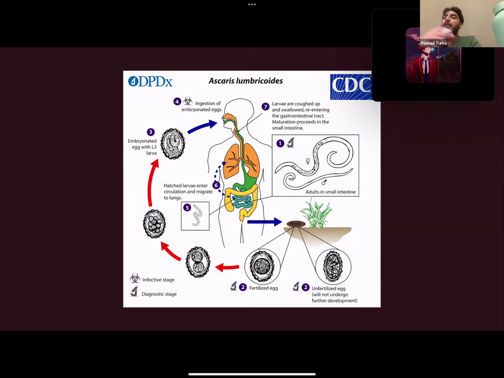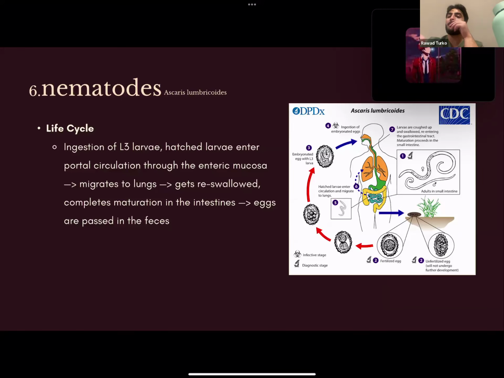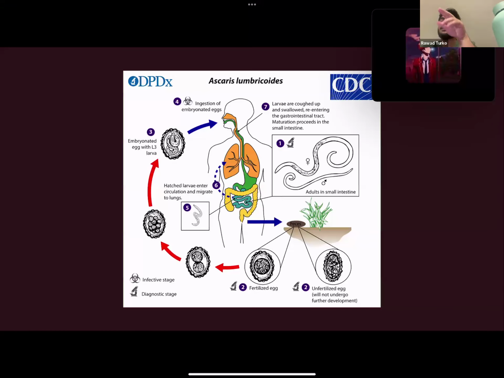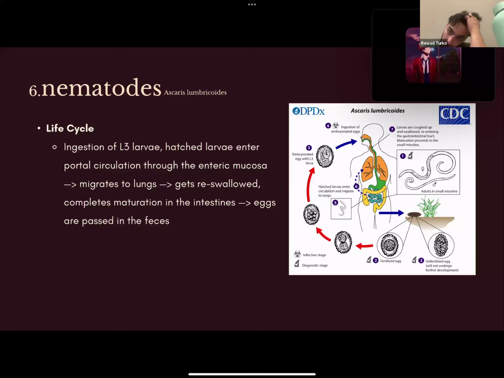And then obviously you can pass the eggs of these adult worms in the stool, and that's how it's retransmitted. So again, ingestion of L3 larva. I'm sorry, did I mention L2 back here? Sorry, it's L3.